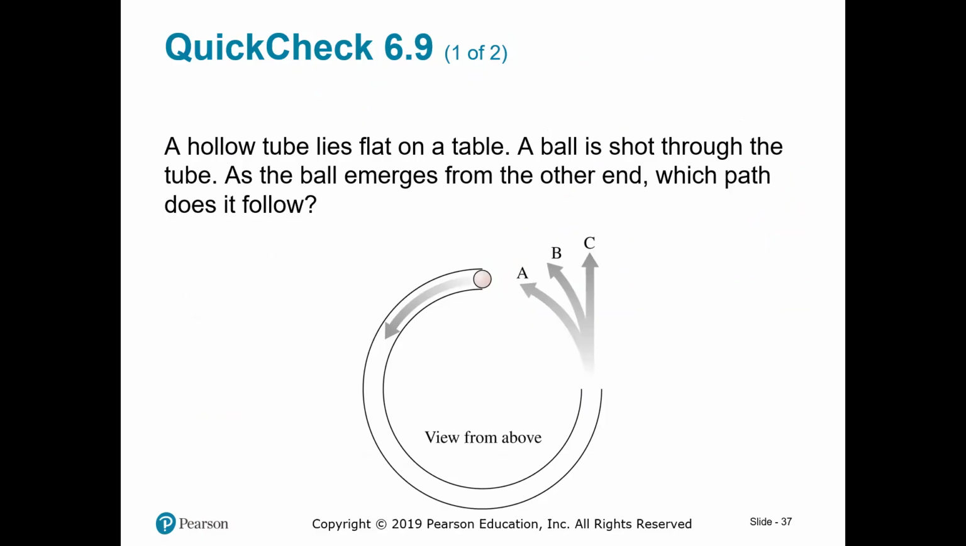Okay. And then a similar question: you have a tube, and a ball is shot through the tube. As the ball emerges from one end, which path does it follow? Of course, everybody knows, right? The answer is C. This is because there's no centripetal force in this tube anymore to maintain circular motion, so it just has its previous velocity.